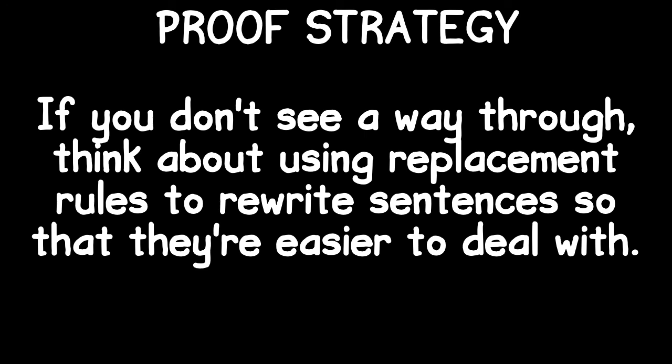Third, if you don't see a way through, think about using replacement rules to rewrite sentences so that they're easier to deal with. The replacement rules are derived rules, so every proof that you can do using them is possible without them. But some proofs that seem really hard can be made easier by changing the symbols into other symbols with one of the replacement rules. Our use of De Morgan's and material conditional earlier are two examples of that.